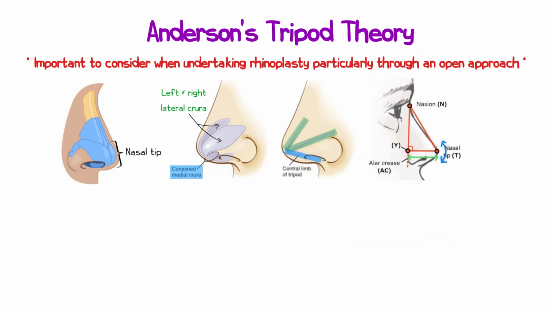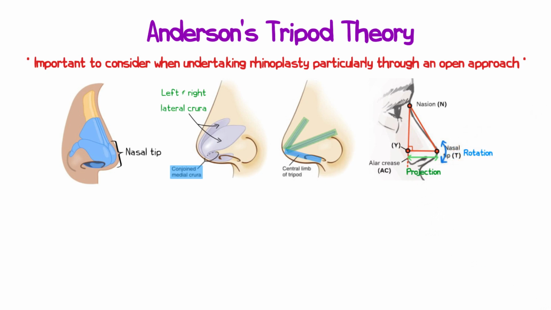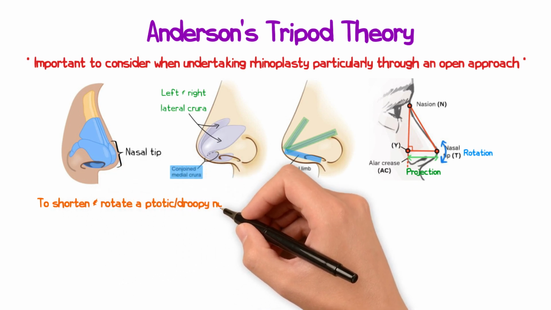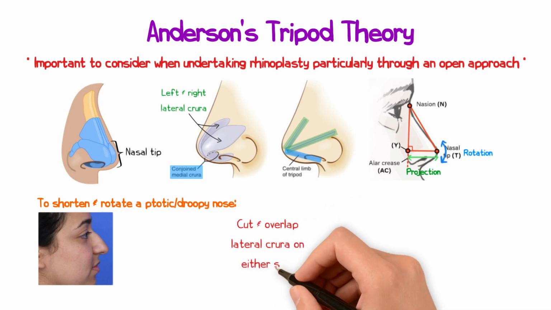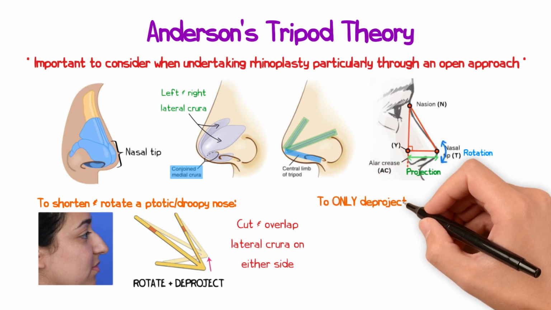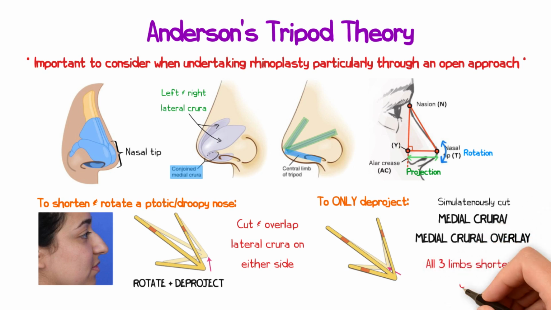As one side is lengthened or shortened, it will have an effect on rotation and projection of the nose. For example, to shorten and rotate a ptotic or droopy nose, one can cut and overlap the lateral crura on either side, thereby rotating and deprojecting the nose. If, however, you want to simply deproject the nose without any rotation, then simultaneously you would also need to cut the medial crura as well, called a medial crural overlay, as all limbs of the tripod would then be shortened equally.